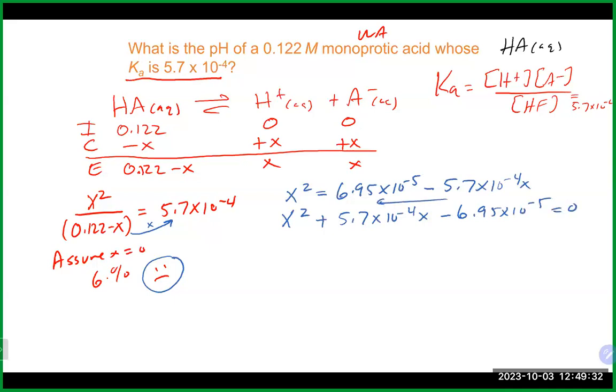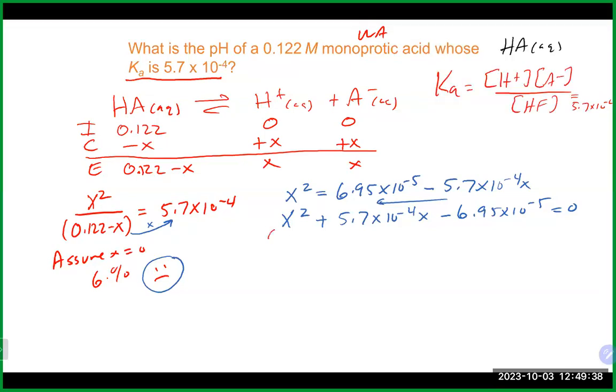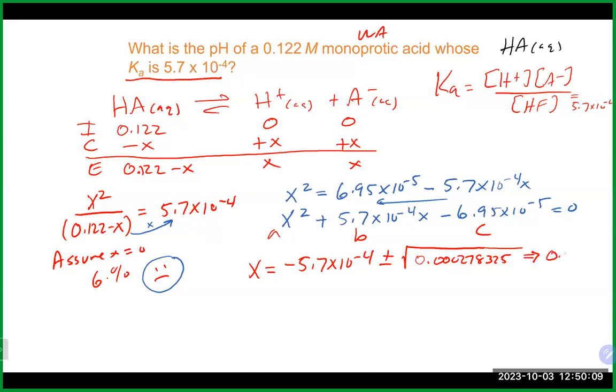Again, I'm just bringing everybody on this side back over to the other side. That's going to give us our A, B, and C for our quadratic when we go into it. And in this case, that will get us x is equal to minus b, which is minus 5.7 times 10 to the minus 4, plus or minus the square root of b squared minus 4ac. If you put all the numbers in and do that part of it, it is 0.000278325. And then if you take the square root of it, 0.0167 is what you get out of it.